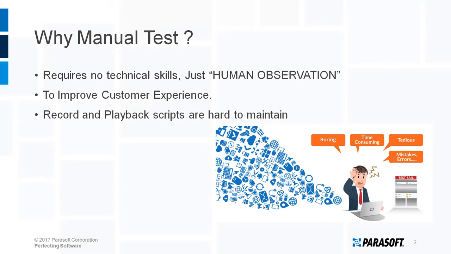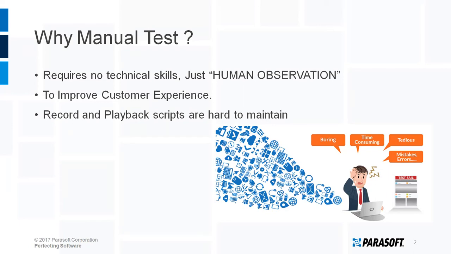why organizations still do manual testing. These are some of the obvious reasons. The first and most important reason is that testers don't need any technical skills; just human observation is good enough to create manual test cases. Manual testing is done with the end goal of creating user-friendly software and a good customer experience.